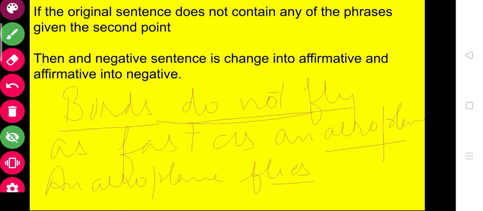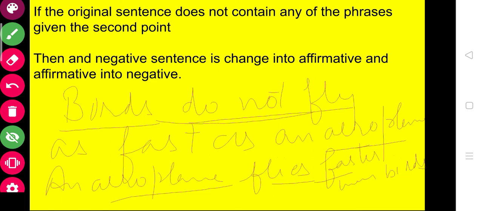And affirmative is written with the first form of the verb plus s or es. Here, because for an aeroplane we apply s or es, and y was there, that is why y is changed into ies. An aeroplane flies faster than birds. Okay, you can understand that. Then full stop. So this is what I wanted to tell you through this video.